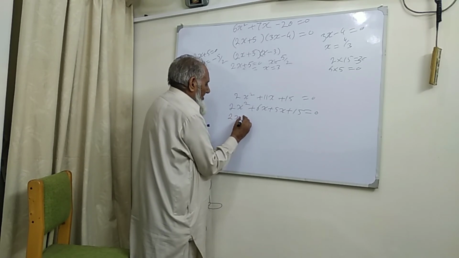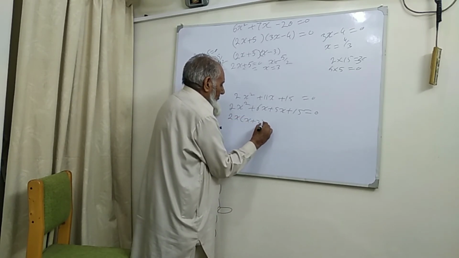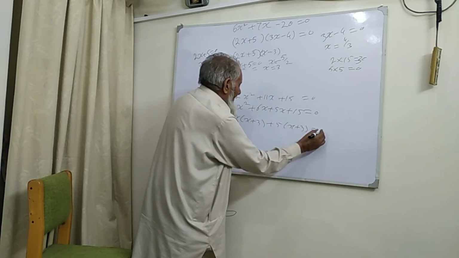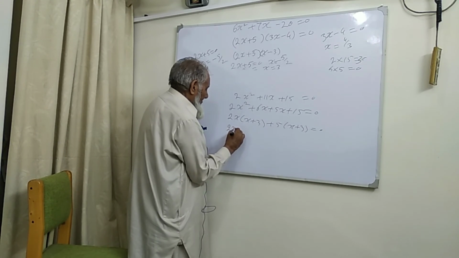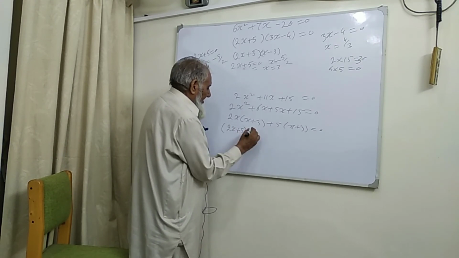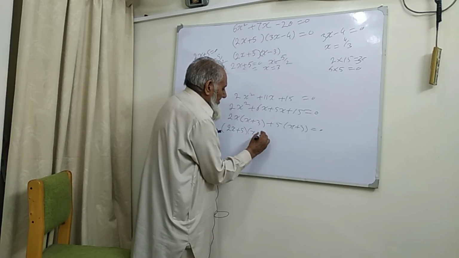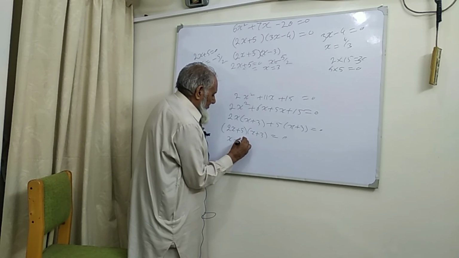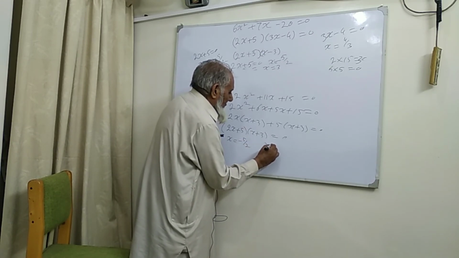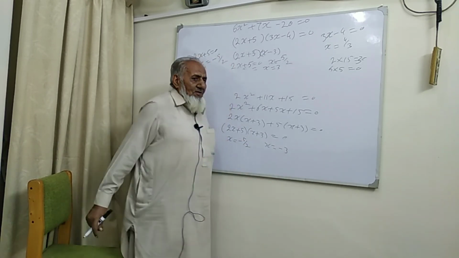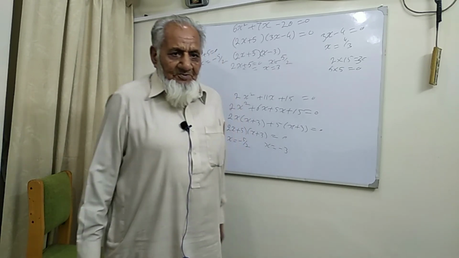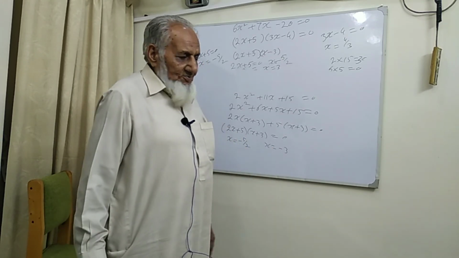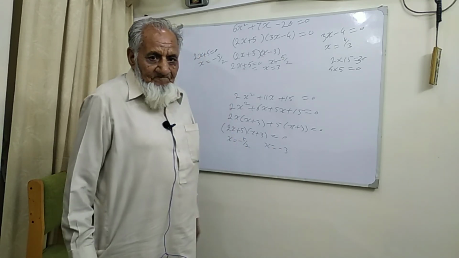2x common, we get x plus 3. 5 common, we get x plus 3. And this is 2x plus 5 multiplied by x plus 3 equal to 0. And this gives us x is equal to minus 5 by 2 and x is equal to minus 3. This is how we factorize the quadratic equations and put each factor equal to 0, and this gives the solution of the equation by the factorization method.